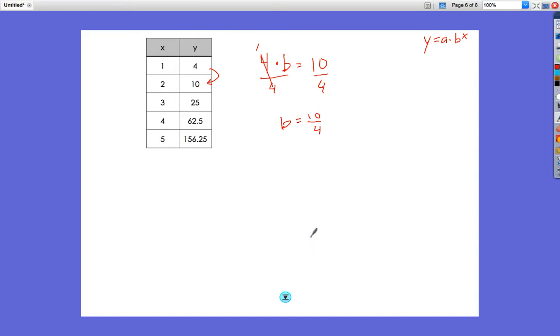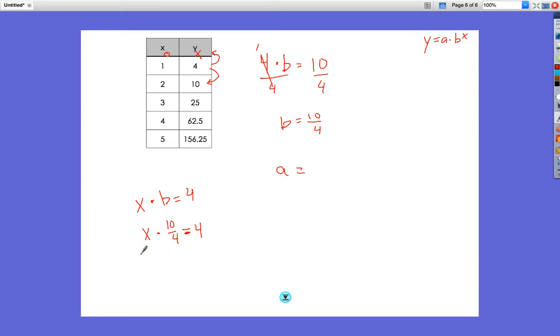Perfect. So what does that mean for a? A means we've got to find when x is 0, right? So we're not quite there. It's not 4. So we have to go backwards 1. Now, again, if you want, set up an equation and say, I've got some number here that I don't know, must have been multiplied by b to get to 4, which is the first one listed here. But we know b is 10 fourths. So some number times 10 fourths is 4.